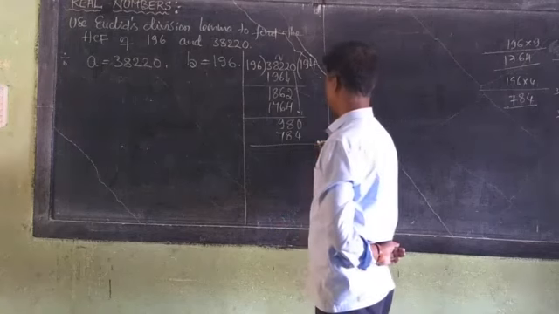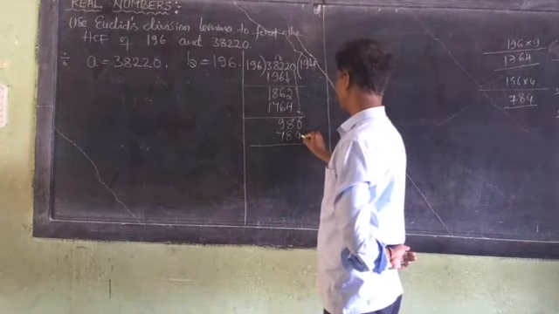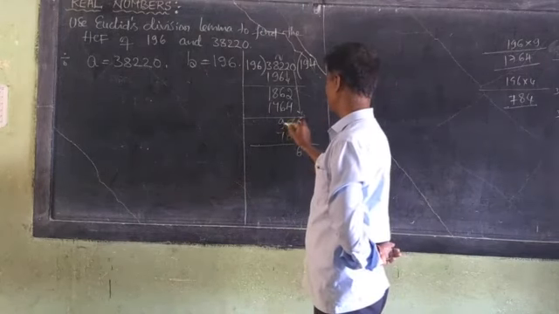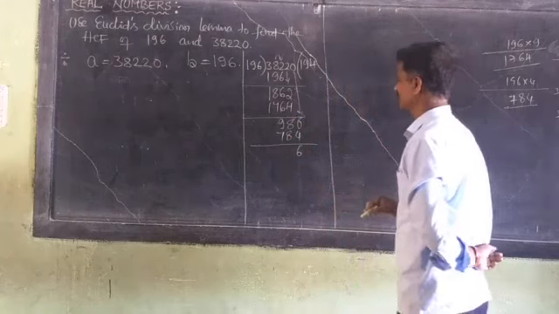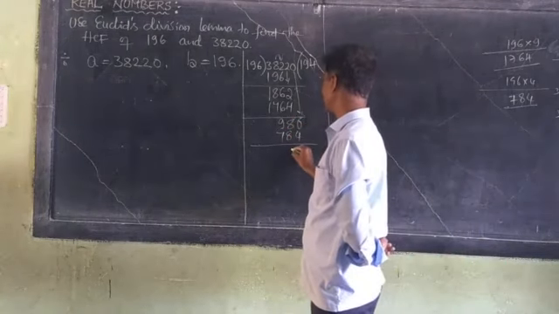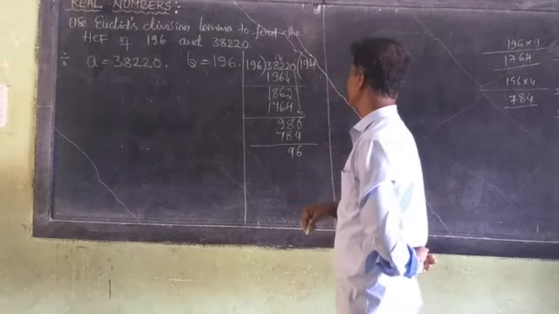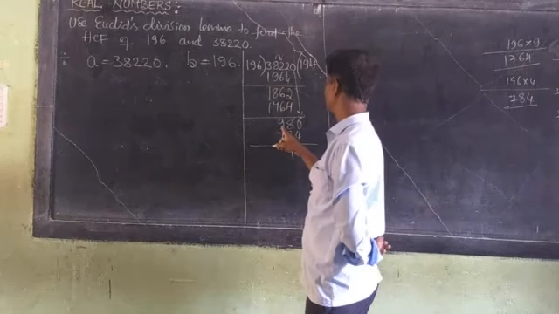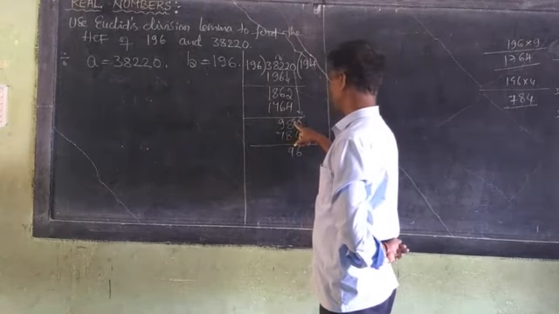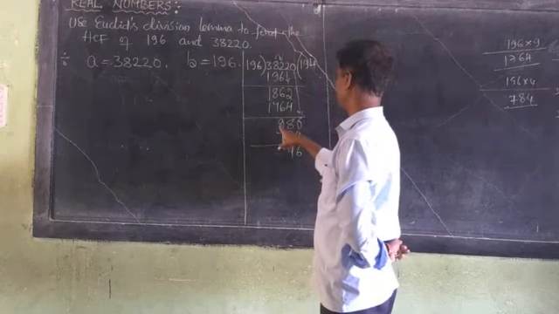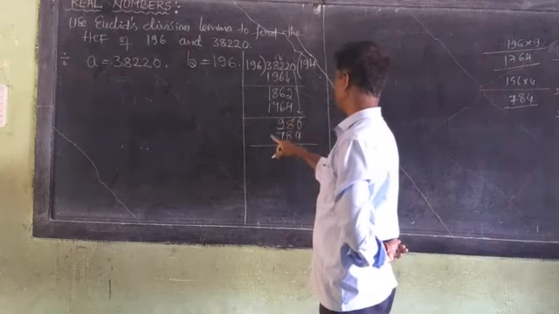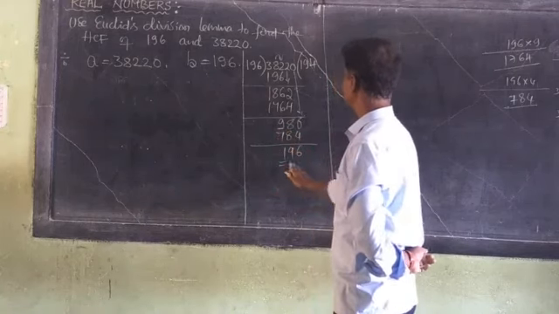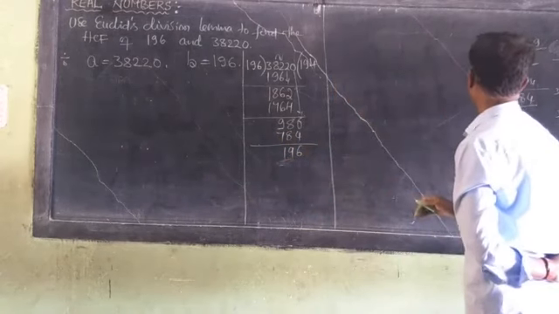So you should borrow here: 10 minus 4 is 6. 7 minus 8 is not possible. You should take the borrow here. It means 17 minus 8 is 9. Again here, 8 minus 7 is 1. So it clearly goes with 196 fives.